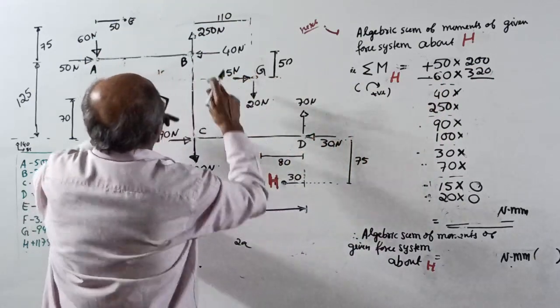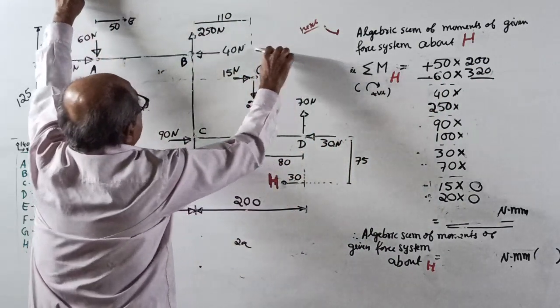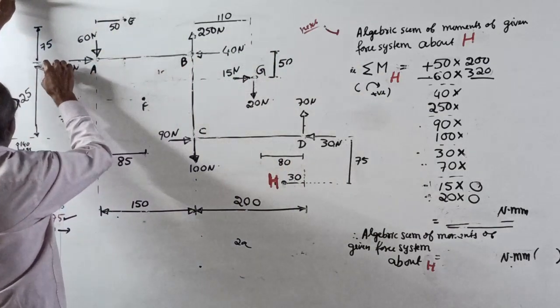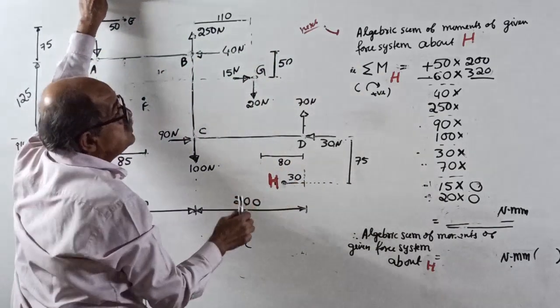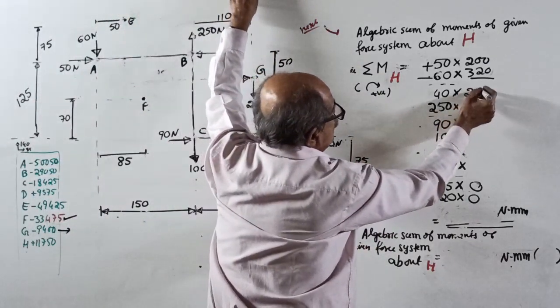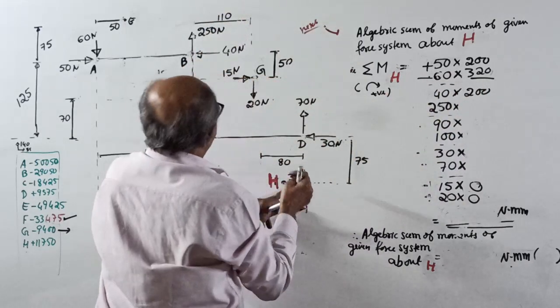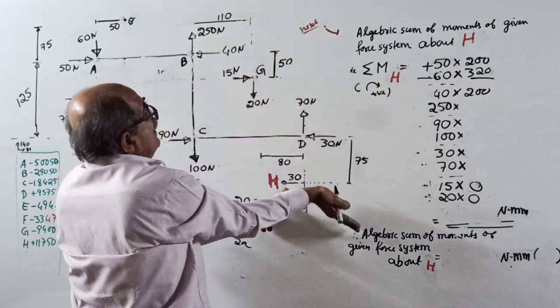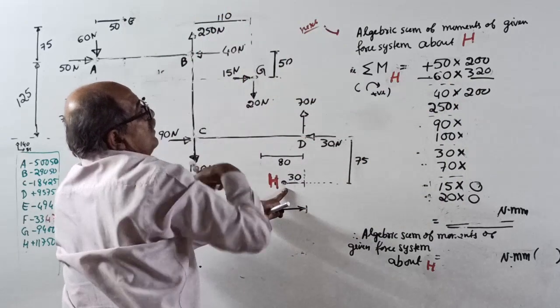40. Where is 40? Here. Moment about this point, 40 into the same thing, 125 plus 75 is 200. 40 into 200 about the point H. See? Anti-clockwise.